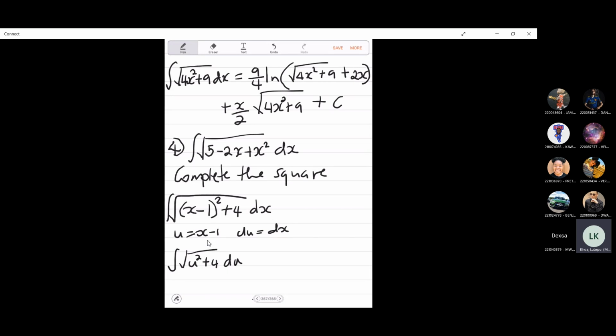So we will say that a is 2, so u is equal to 2 tan theta, and that means that du is 2 sec squared theta d theta. Then you would go ahead and substitute the way we always do.